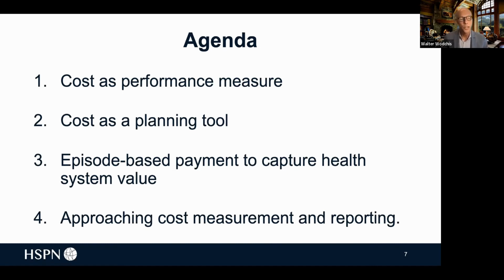We've been thinking about costs and using costs in the health system performance network for the past more than 10 years at an individual person level. So I'm going to talk a little bit about that and some of the things we've learned over time.